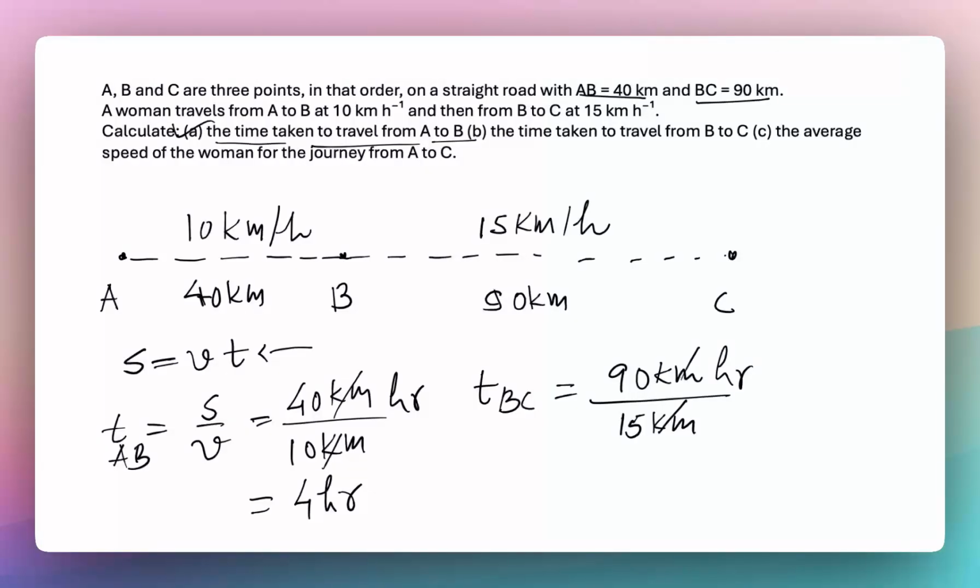So I'll go upstairs. So this is going to be 6 hours. Right, so this is the time taken to travel from B to C. Now it's asking me to calculate what is the average speed of the woman from A to C. As we say, when we are talking about the average, all we care is the total time and total distance. Okay, so let's find that out.